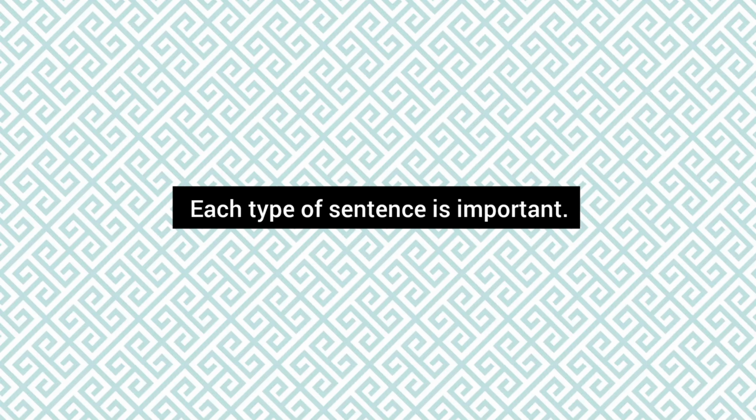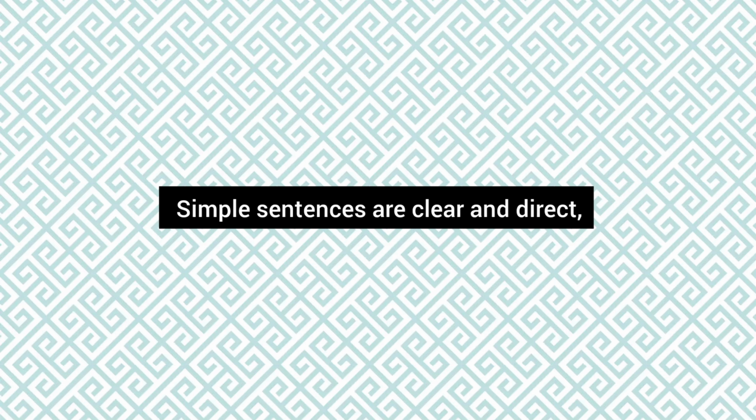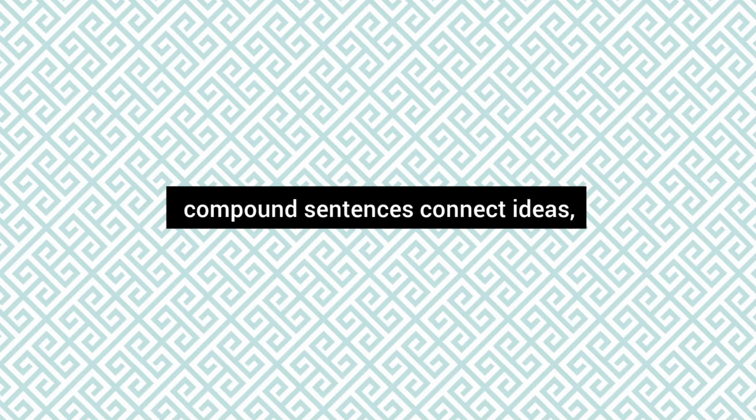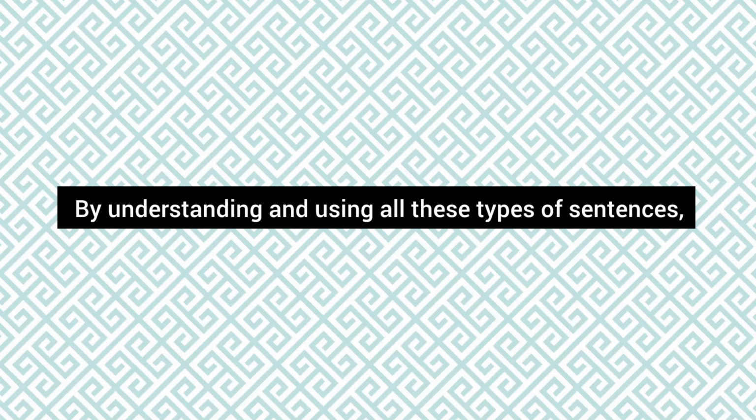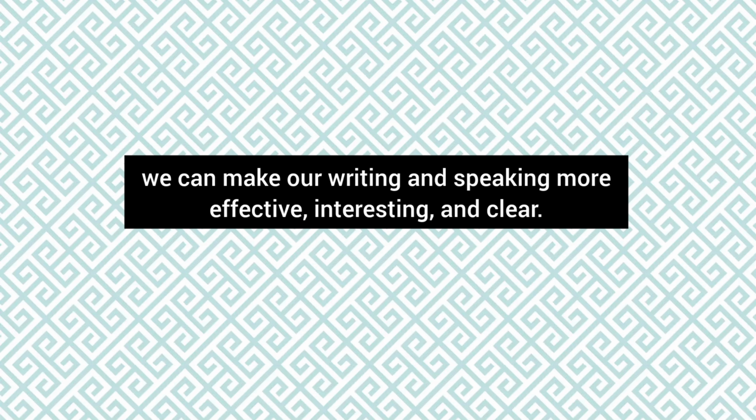Each type of sentence is important. Simple sentences are clear and direct. Compound sentences connect ideas. And complex sentences provide deeper meaning. By understanding and using all these types of sentences, we can make our writing and speaking more effective, interesting, and clear.